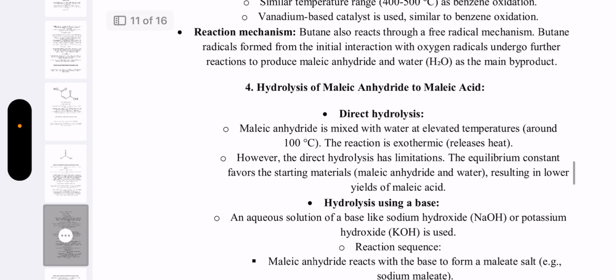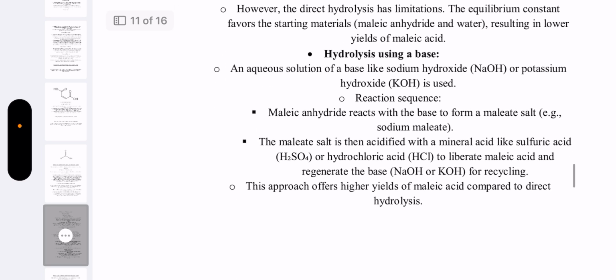Hydrolysis of malic acid. Malic acid direct hydrolysis. Malic anhydride is mixed with water at room temperature. This reaction is exothermic. However, direct hydrolysis has a limitation. The equilibrium favors the starting material, malic anhydride and water, resulting in a lower yield of malic acid.